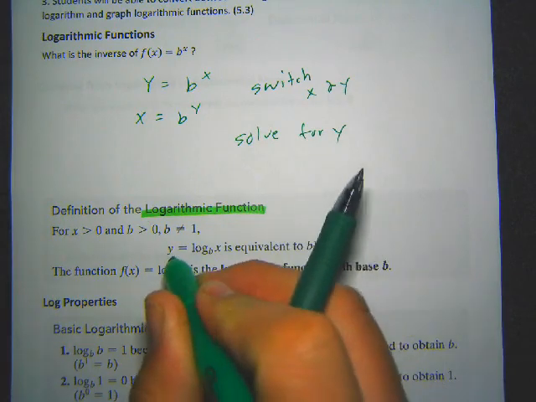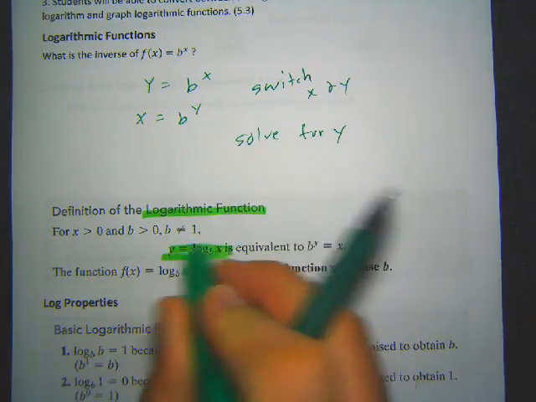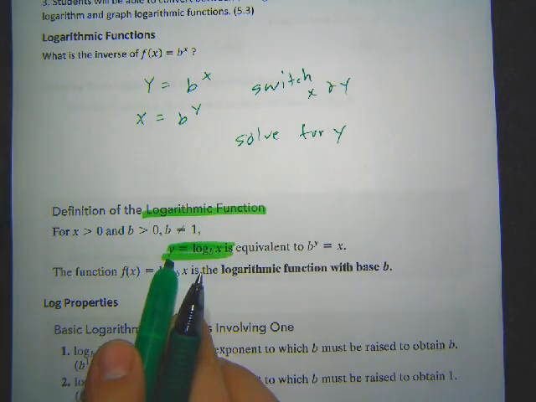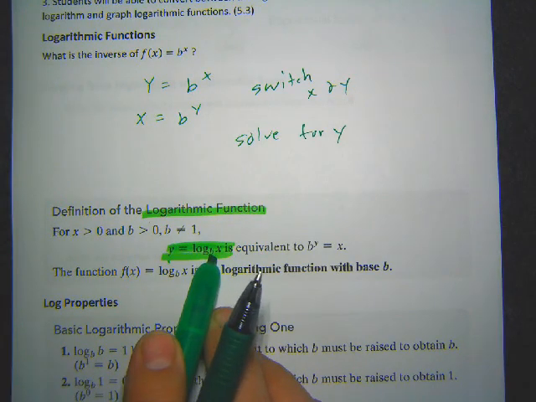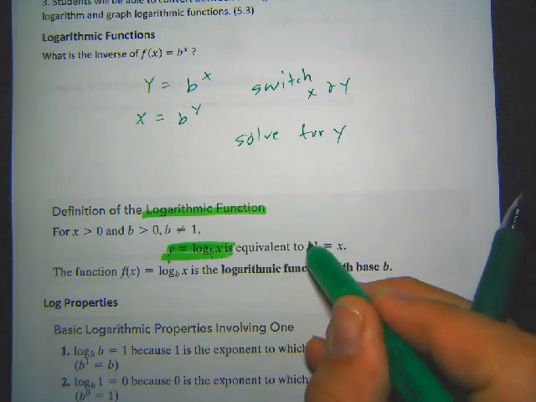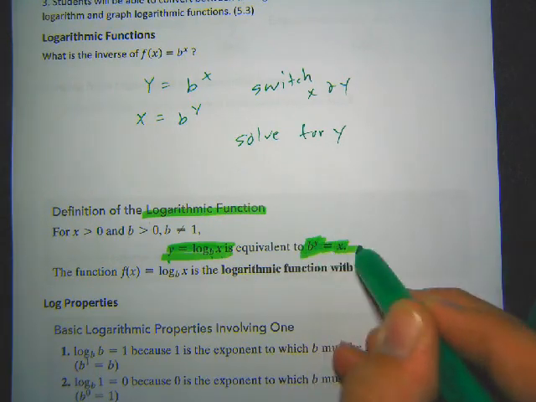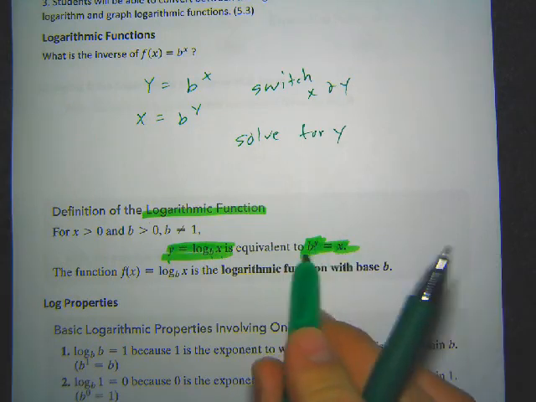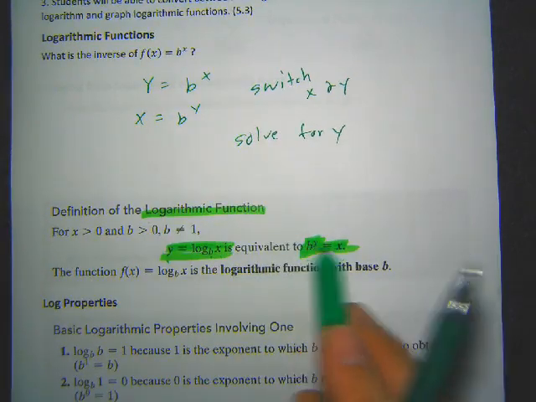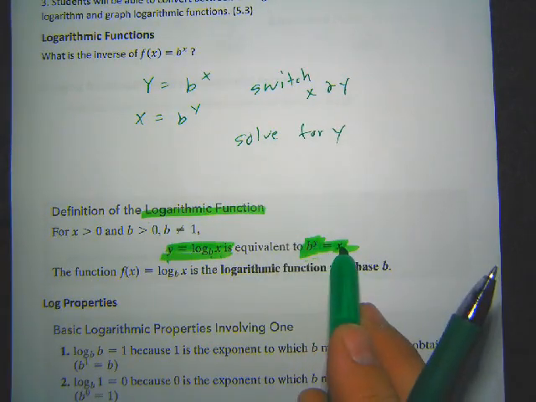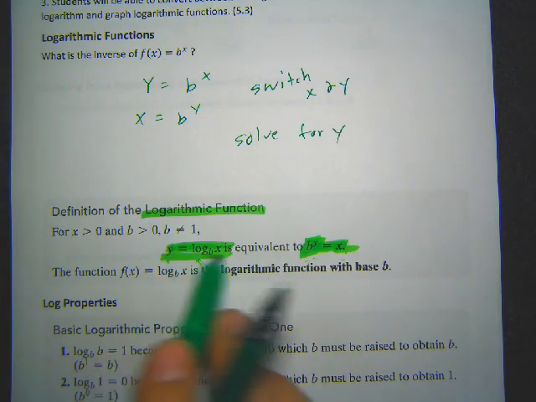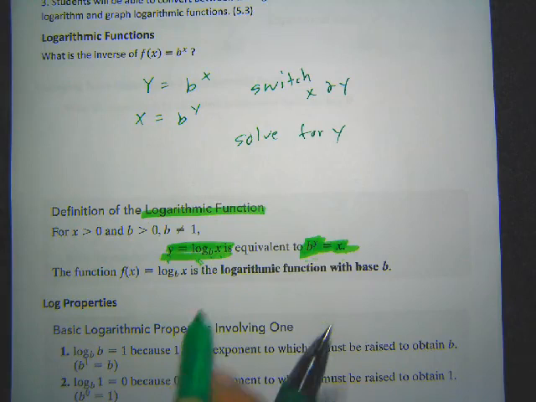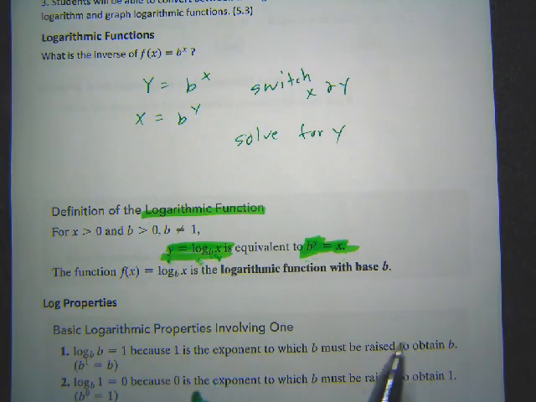So we'll write it like this, where y is the power on base b that will give us x. So b to the y will give us x. This is the exponent form there. This is the function solved for x. But using the log function lets us solve it for y. So now we can plug in x and get y as a result.